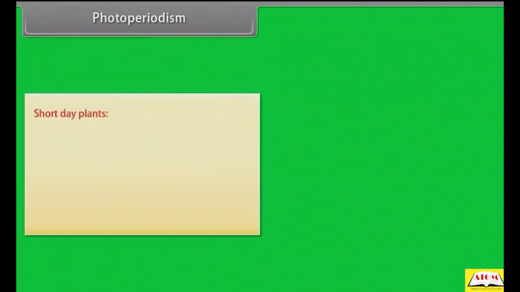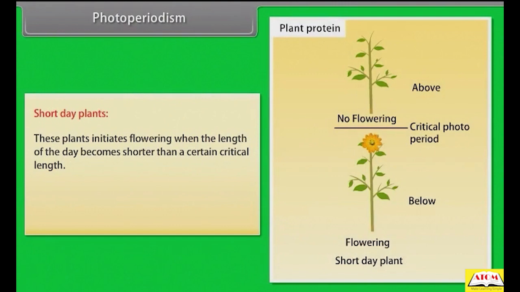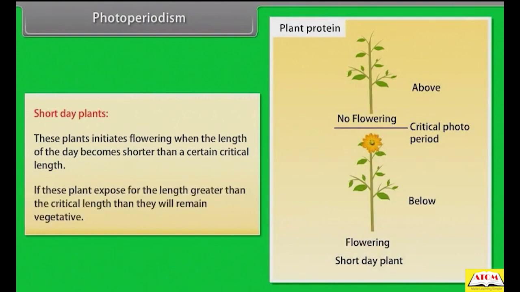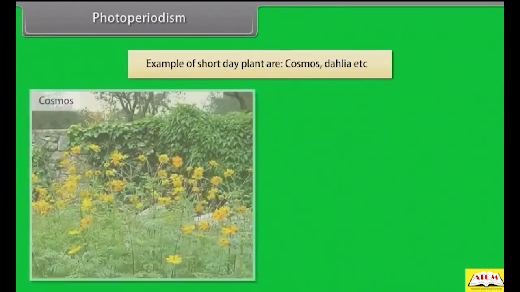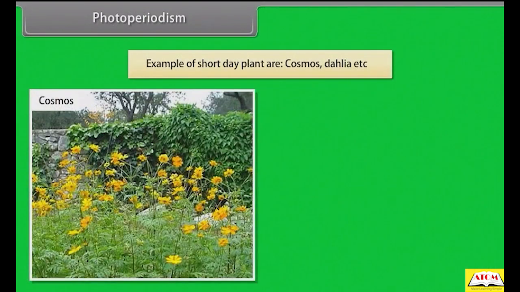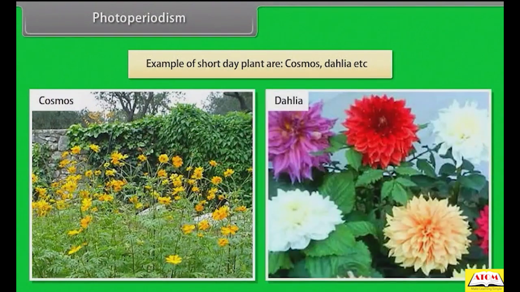Short day plants. These plants initiate flowering when the length of the day becomes shorter than a certain critical length. If these plants are exposed for a length greater than the critical length, then they will remain vegetative. Examples of short day plants are cosmos, dahlia, etc.